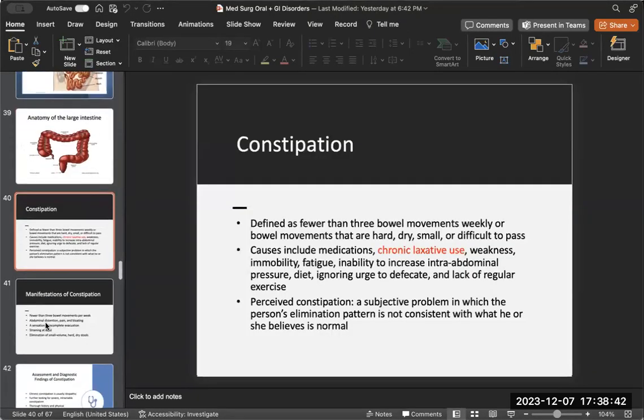So, one of the most common problems that maybe some of you have experienced or know someone who has experienced is constipation, okay? Especially in our older population. This means that they're not having 3 bowel movements a week. And they're usually hard and dry, and it's really, really hard to go to the bathroom.